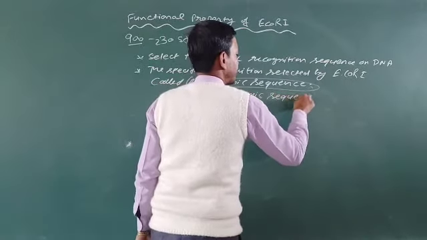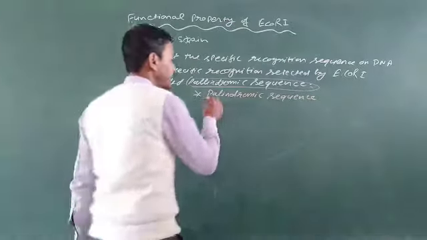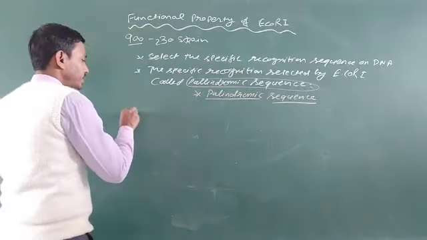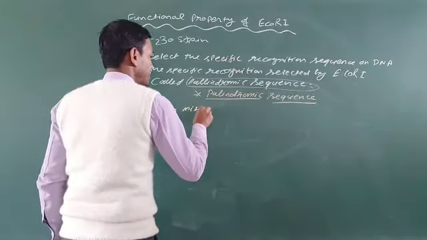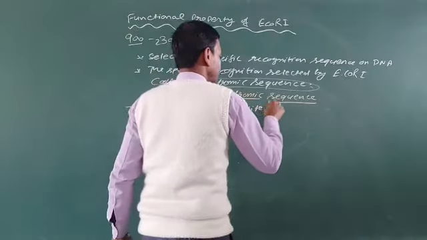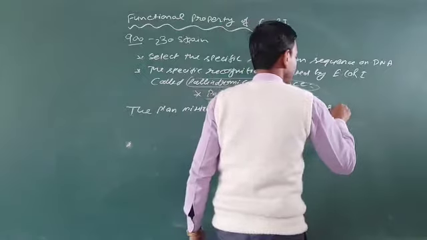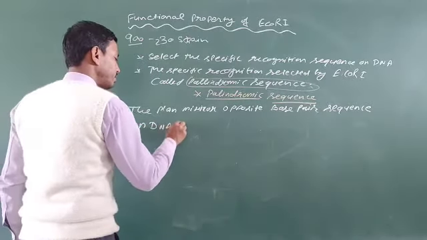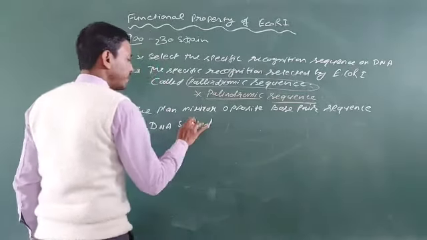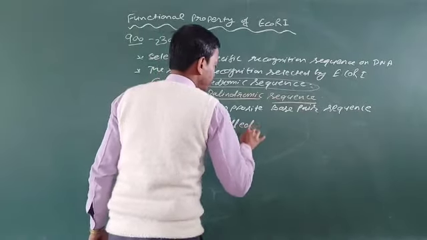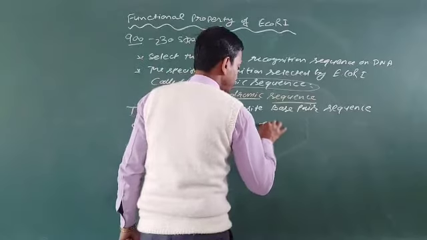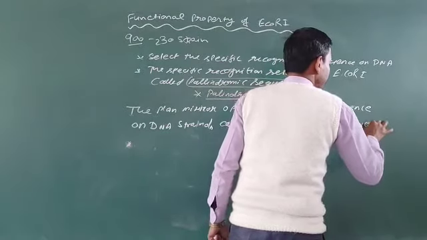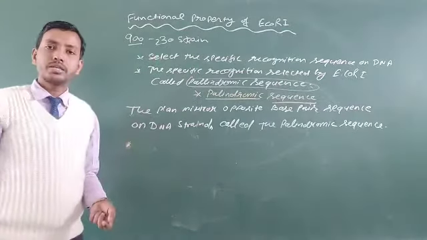First let us understand what a palindromic sequence is, then we will understand what its role is. The plane mirror opposite base pair sequence on a DNA strand is called the palindromic sequence. I hope your concept from this definition is almost clear.